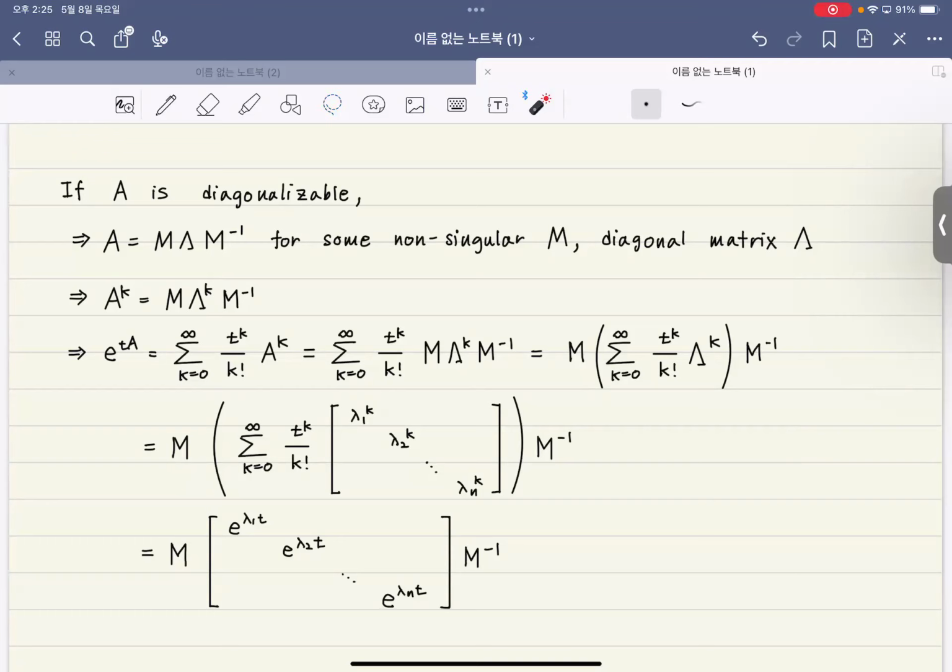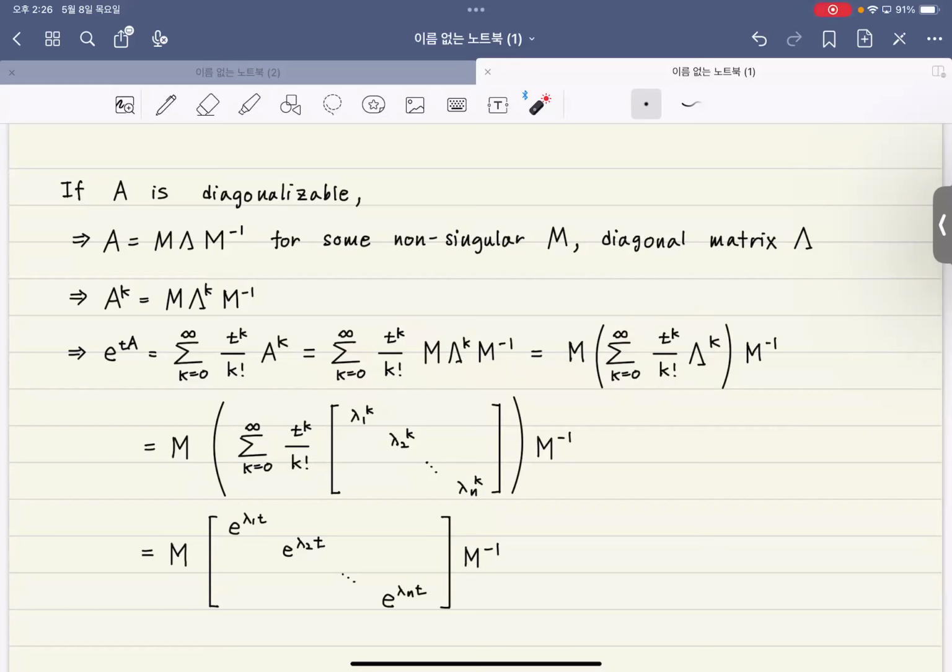Okay, so this is my matrix exponential e^{At}. And I am replacing A to the k-th power by this expression, just like this. But this M and this M inverse, these two matrices, are independent from the index k. So I am safe to kick these two guys out of this summation, just like this. Right?